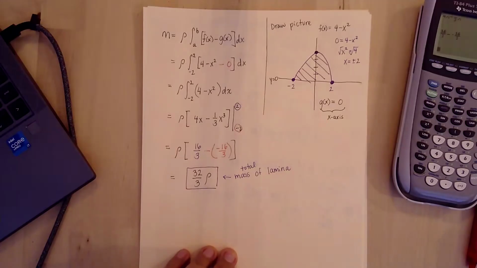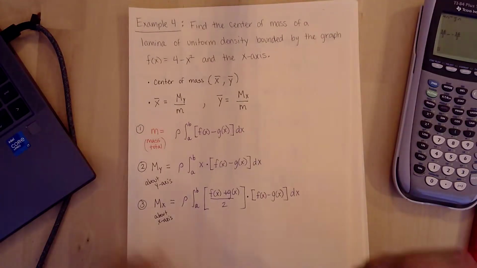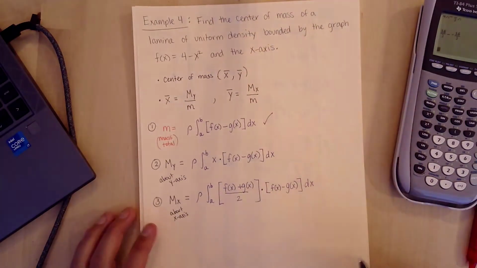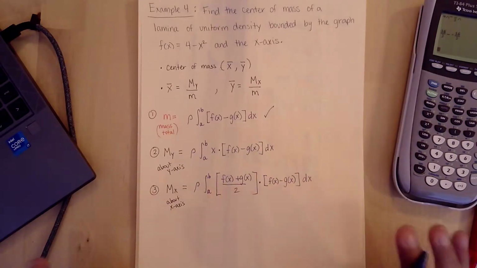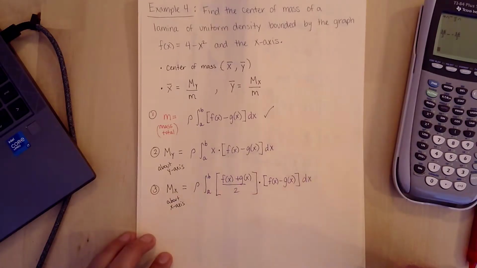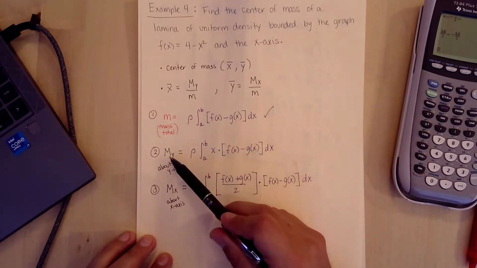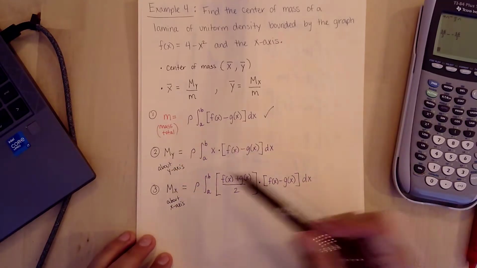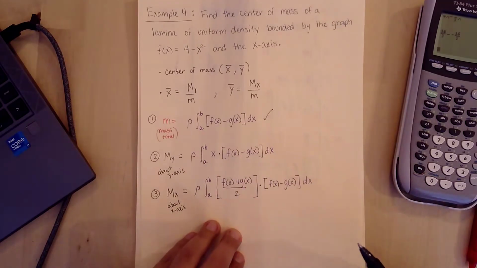So what we can say is that we have found the total mass. So this problem is now 1/3 of the way complete. The next thing we need to do is find m sub y and m sub x. So we'll start off with this integral next.